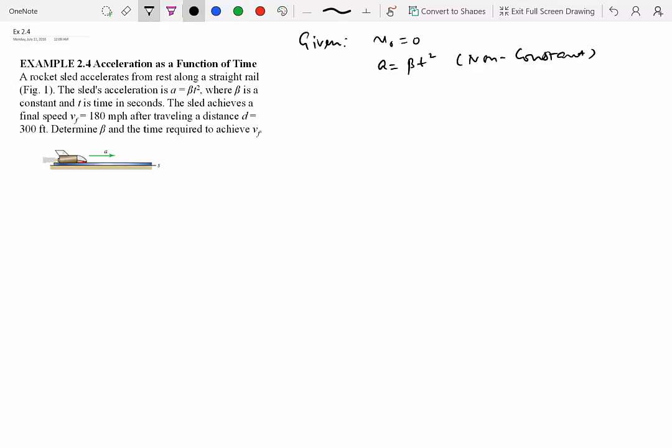The sled achieves a final speed Vf equal to 180 miles per hour. So Vf is equal to 180 mph. Okay, even though this is not a very standard way of writing miles per hour. After traveling a distance d equal to 300 feet. So it travels 300 feet in that time period. So it goes from 0 to 180 miles per hour and it travels a distance of 300 feet. So the question is determine beta and the time required to achieve Vf. Okay, so find beta and t that it takes to go from, let me say, V0 to Vf, right? V0 happens to be 0 over here.